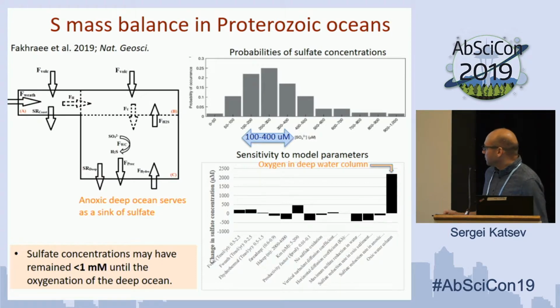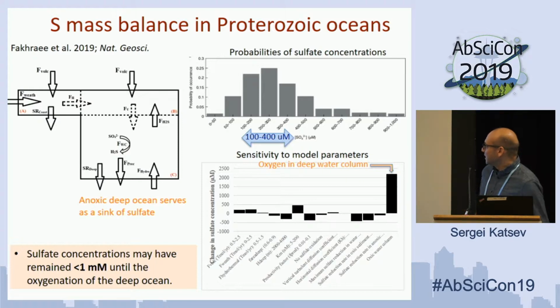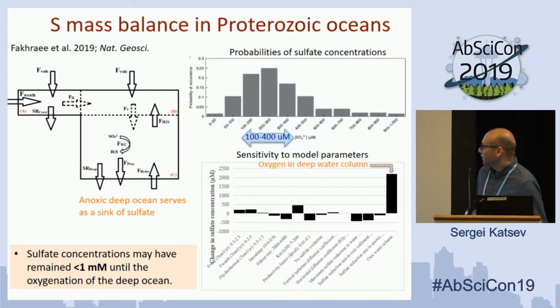The important result from the sensitivity analysis is that the sulfate concentrations in the ocean seem to be controlled by the presence of this huge anoxic compartment. If you oxygenate the water column, this increases the sulfate concentrations tremendously by removing this deep sink, and this is how you can get millimolar or higher levels of sulfate. But until the deep ocean becomes oxygenated, sulfate concentrations may have remained fairly low.